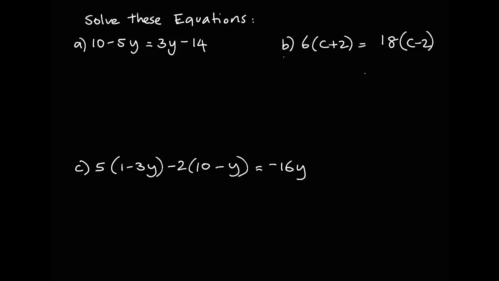Alright, these problems are a little bit more complex now. So working on A, we want to get the y's on one side and the constants on another. Because 5 is larger than 3 and it's a negative, I'm going to bring the 5 across this side to be a positive 5. And I'm going to bring this negative 14 across to be a positive. So we've got 10 plus 14 is equal to 5y plus 3y.